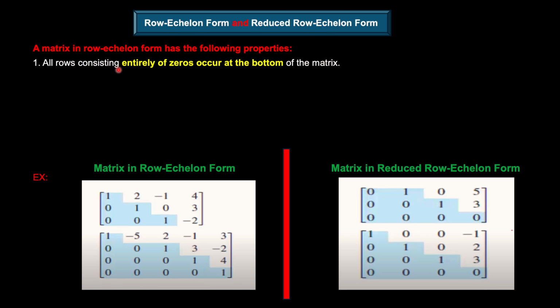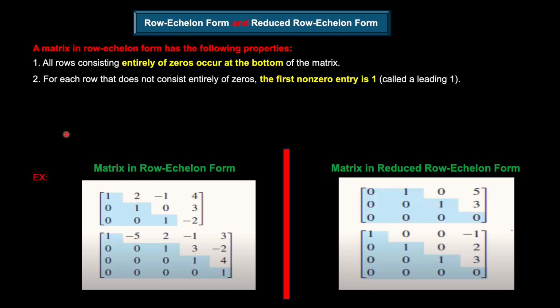All rows consisting entirely of zeros occur at the bottom of the matrix. For example, here we see this row consisting entirely of zeros, and it occurs at the bottom of the matrix, the last row. Okay.